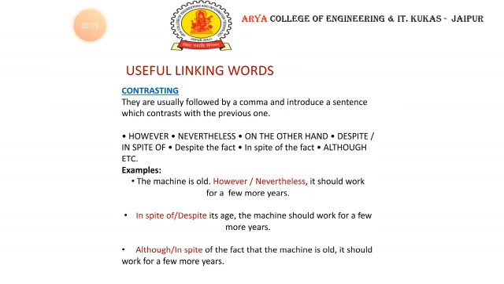Now useful linking words. Contrasting. These show how things are different, and they are usually followed by a comma and introduce a sentence which contrasts with the previous one. However, nevertheless, on the other hand, despite, in spite of, despite the fact, in spite of the fact, although, etc. Example: the machine is old, however, or you can use nevertheless, it should work for a few more years.